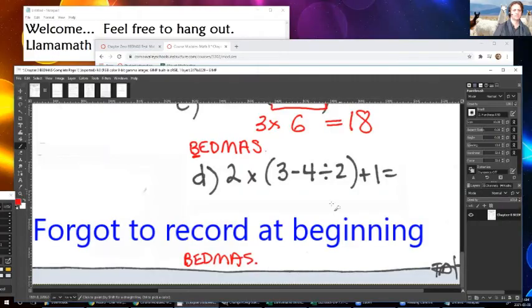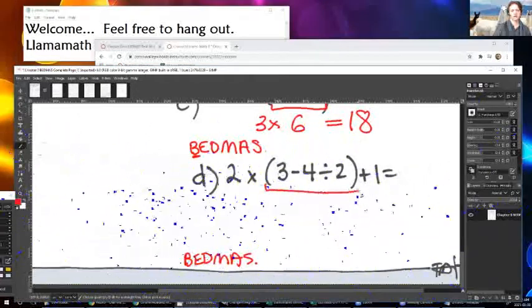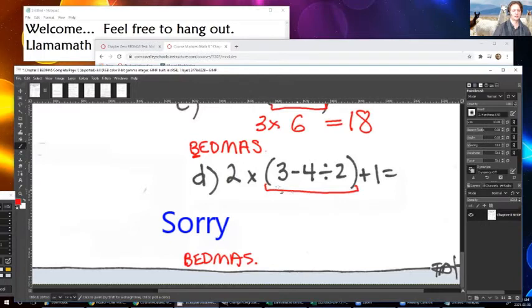Or this one. Again, there's the big brackets here, the B for brackets. So let's do this inside. Inside the brackets, let's do another BEDMAS. Inside the brackets, there's no brackets. There's no exponents, but there is a division. So let's do this one first.